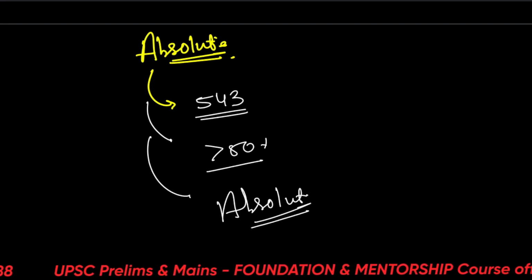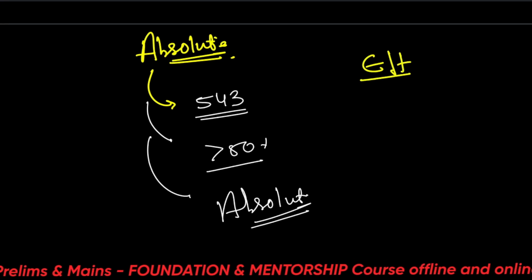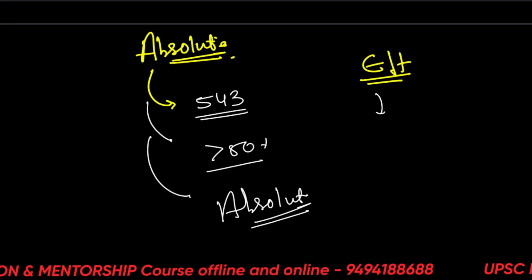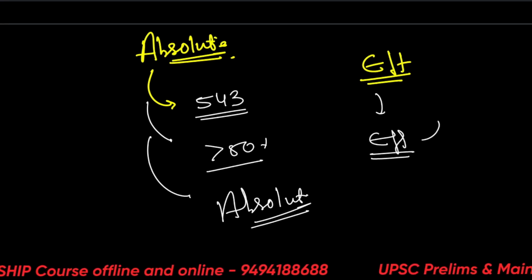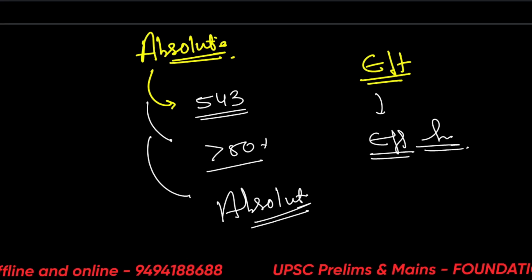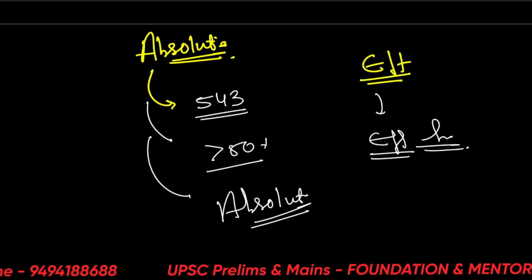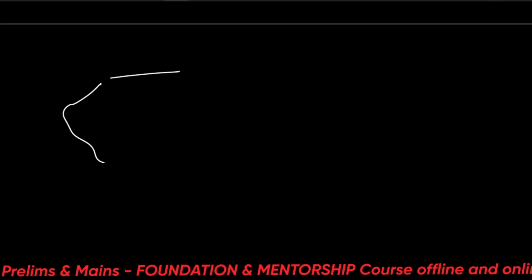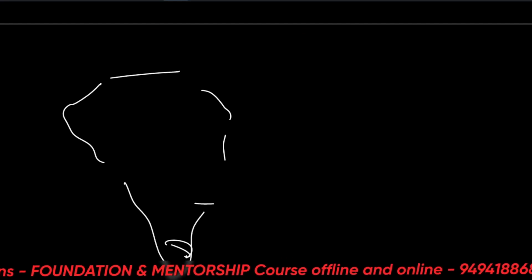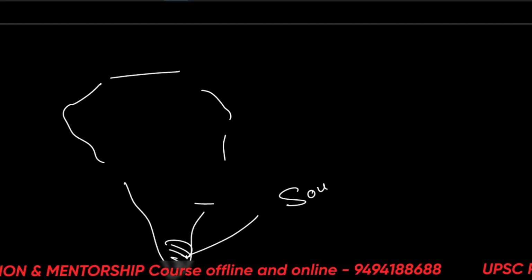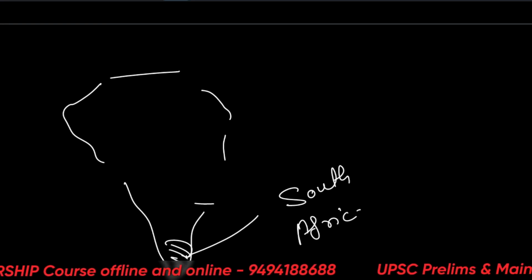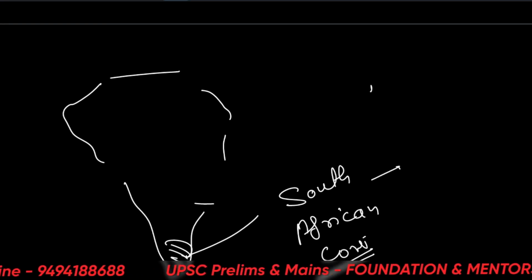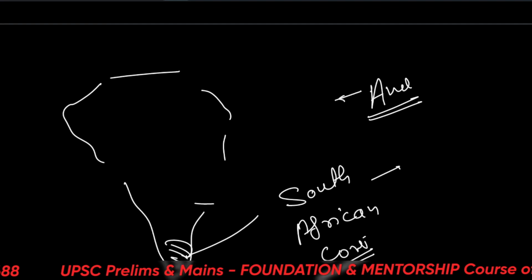There's one more type of majority known as the effective majority. It refers to a majority of more than 50% of the effective strength of the house. One more point to be remembered is that this process of amendment has been taken from the South African Constitution. What has been borrowed? The process of amendment of the Constitution, Article 368.